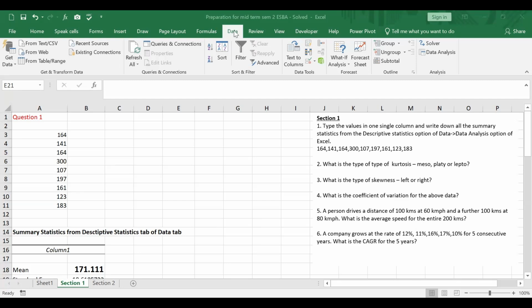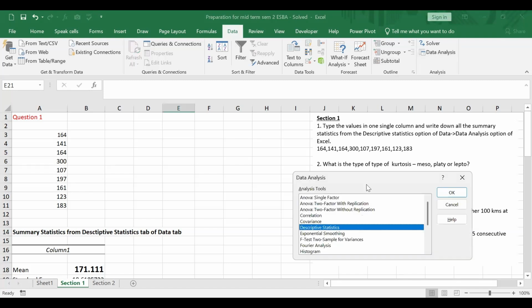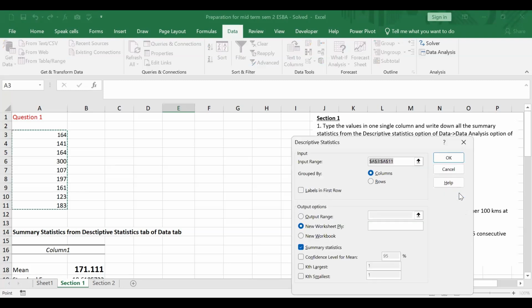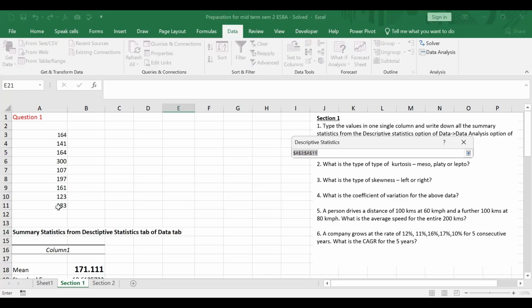Now where is data analysis? Come to data, then there is data analysis here, and there is descriptive statistics here. Say okay to that. Then you have to say where the data is. It is already selected from. So if you are not selected, then you can choose this and come here, and this is the data.